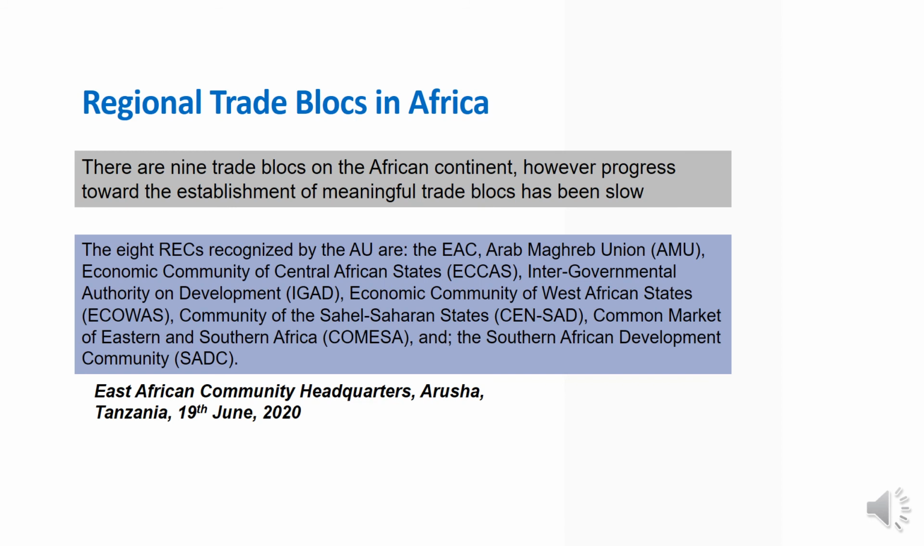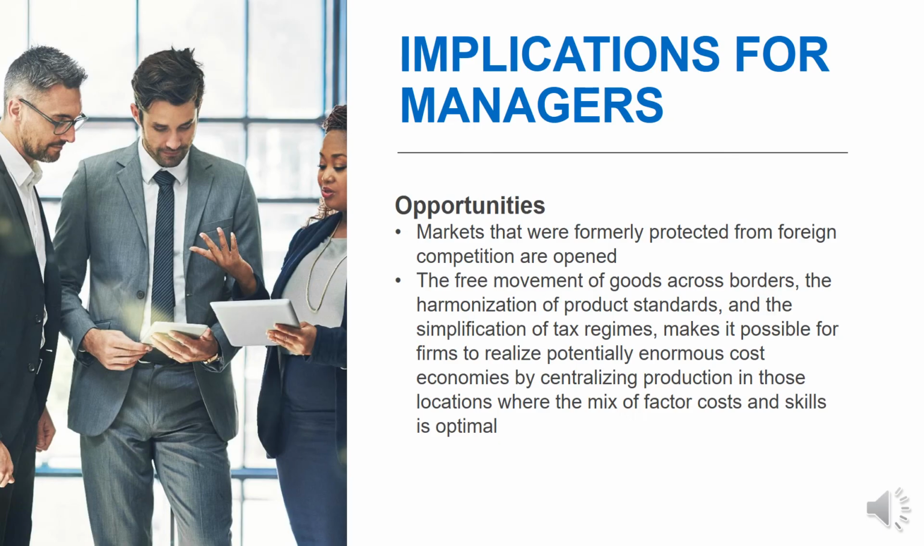Regional trade blocs in Africa. There are nine trade blocs on the African continent, however, progress toward the establishment of a meaningful trade bloc has been slow. The eight recognized by the AU are the EAC, the Arab Maghreb Union, the Economic Community of Central African States, the Intergovernmental Authority on Development (IGAD), the Economic Community of West African States (ECOWAS), the Community of Sahel-Saharan States (CEN-SAD), the Common Market for Eastern and Southern Africa (COMESA), and the Southern African Development Community (SADC). This is based on the African Community headquarters, Arusha, Tanzania, June 2020.